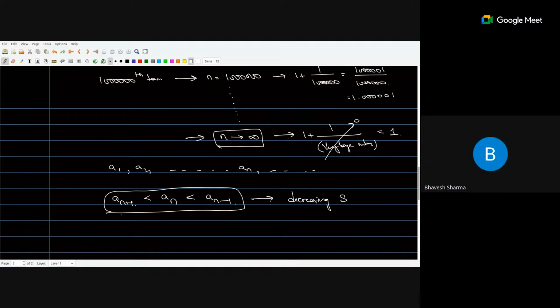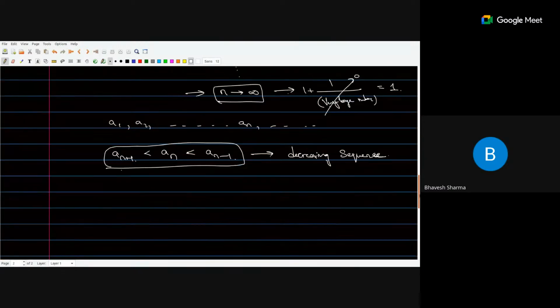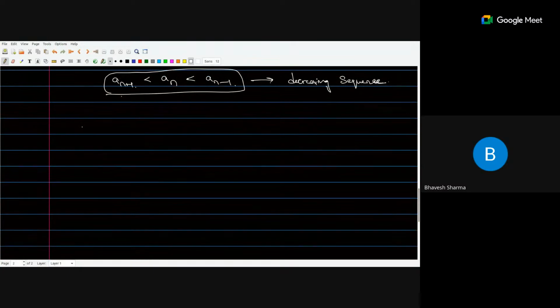Excuse me, sir. So I have an equation similar to the one which you have taken, but somewhat different. Can you please solve it? 1 minus 1 by n square. Okay. So by looking at it, will it also tend to 1?